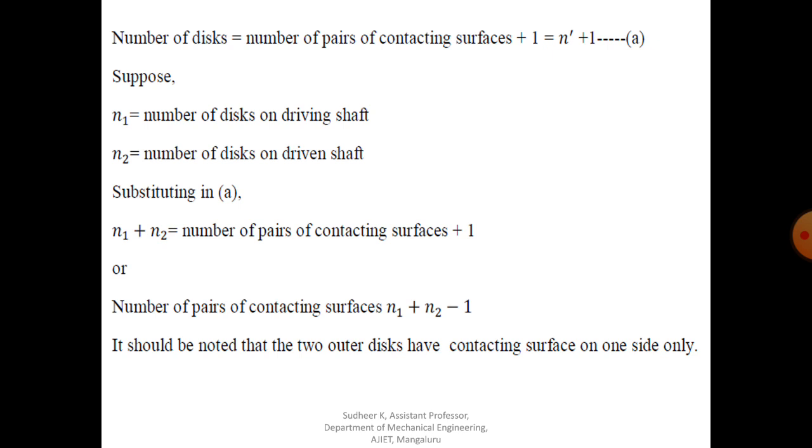In the uniform wear theory, the pressure is always variable. The pressure is maximum at the inner radius and minimum at the outer radius of the friction disk. So in the uniform wear theory, P into R, pressure into radius, is constant. But in the case of the uniform pressure theory, only P is equal to constant. That is the main difference between the uniform pressure theory and the uniform wear theory.